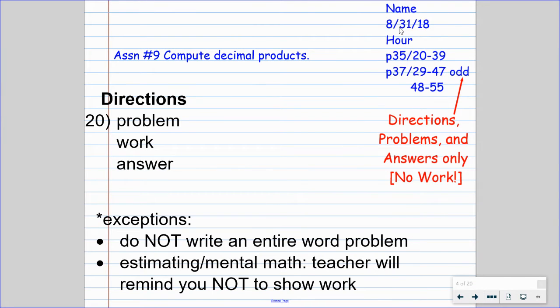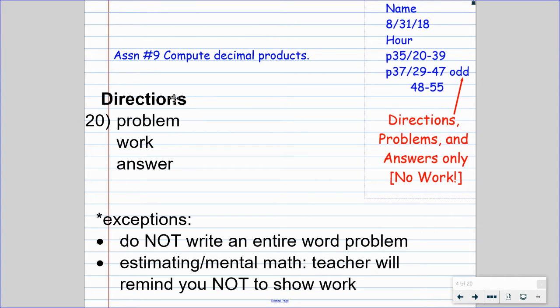All right, go ahead, name, date, period. Some of you doing this on the 31st. Of course, this is not the year 18. This will be 2020. Hour, page 35 and page 37, computing assignments, computing decimal products, assignment number 9.